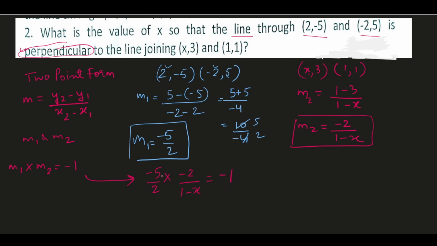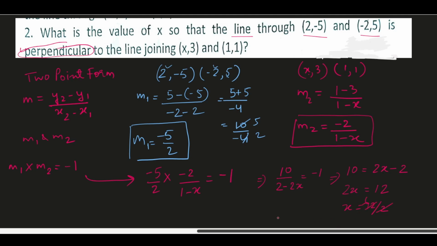So minus 5 into minus 2 will simply be plus 10. I'm writing it here. 10 divided by 2 minus 2x is equal to minus 1. So 10 is equal to 2x minus 2. 2x is equal to 12 and x is equal to 12 by 2. After striking it off, we will get x equal to 6. This is our correct answer. The value of x will be 6.